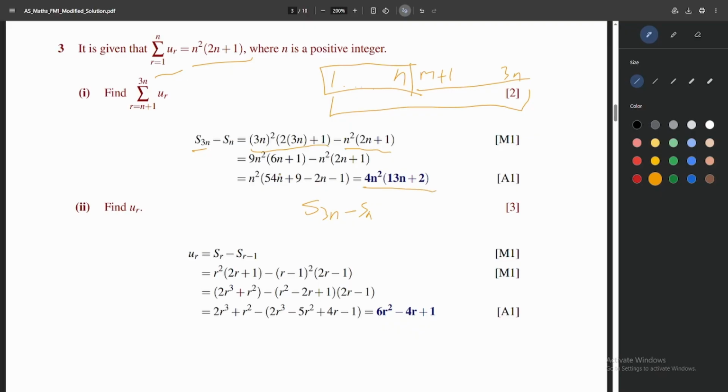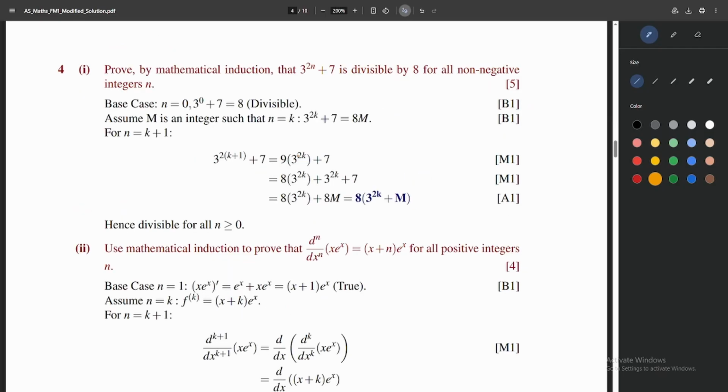So yeah, that's it. The second question asks us to find out the value of UR. We know the series formula, but they're asking us for the sequence formula. So how do we do that? We simply take the last term and subtract the previous term, but we do it algebraically. The difference will be the UR. So we have SR here, and then we subtract SR minus 1, simply solve this and we get this. So that is the UR.